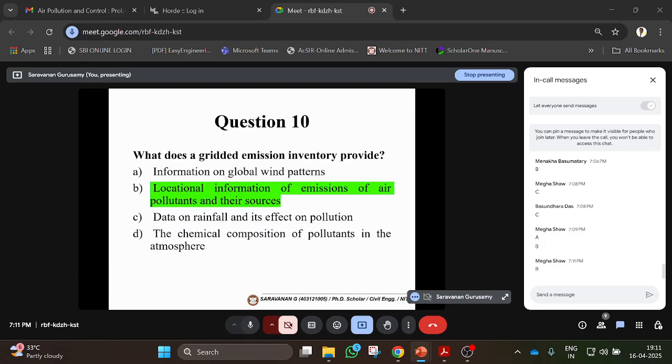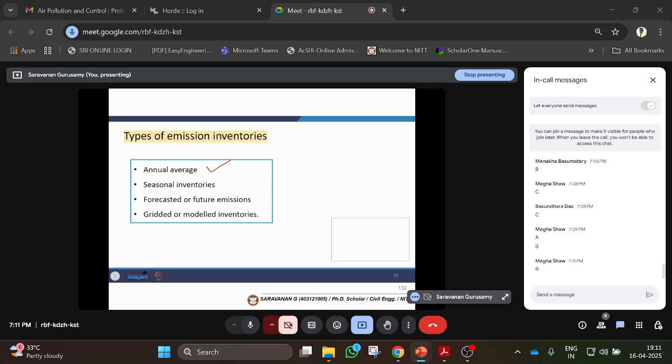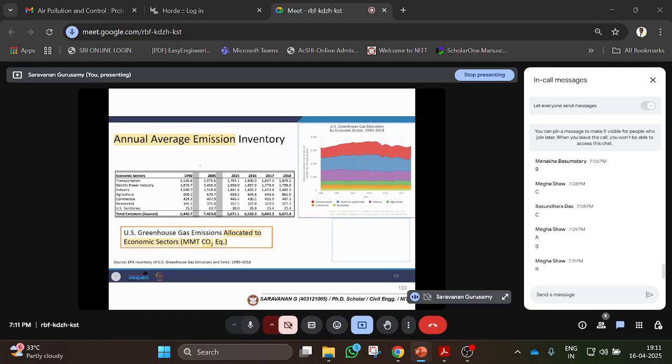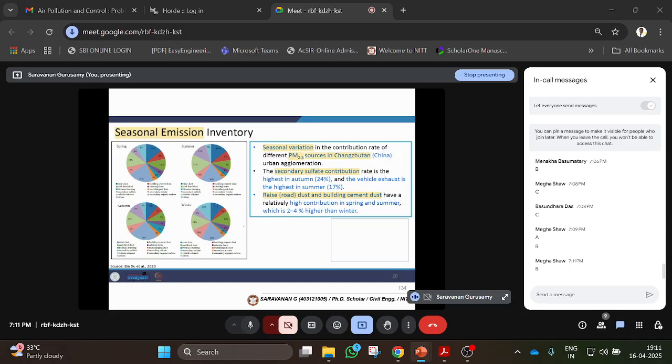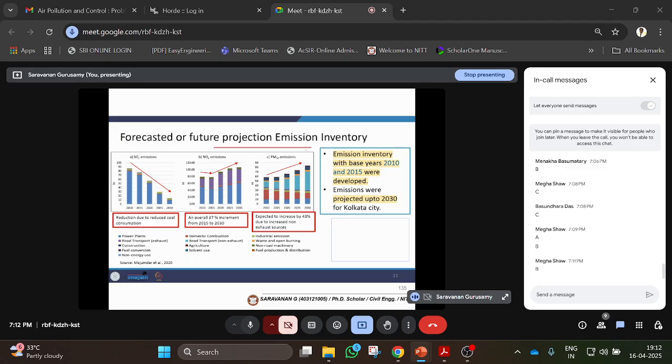Emission inventory is one of the data collection and representation formats. We can mention the annual average method, we can do a seasonal inventory, we can do forecast and future emissions, and gridded and modeled inventories. If it is an annual average, you can see how it is increasing every year. This is called the annual average inventory. If it is seasonal, spring, summer, autumn, winter, you can see how it varies. If it is forecasted or a future projection, then you can also know how it is projected in future, like 2030, 2050, how much you will get based on the Paris Agreement, how we can project and so on.